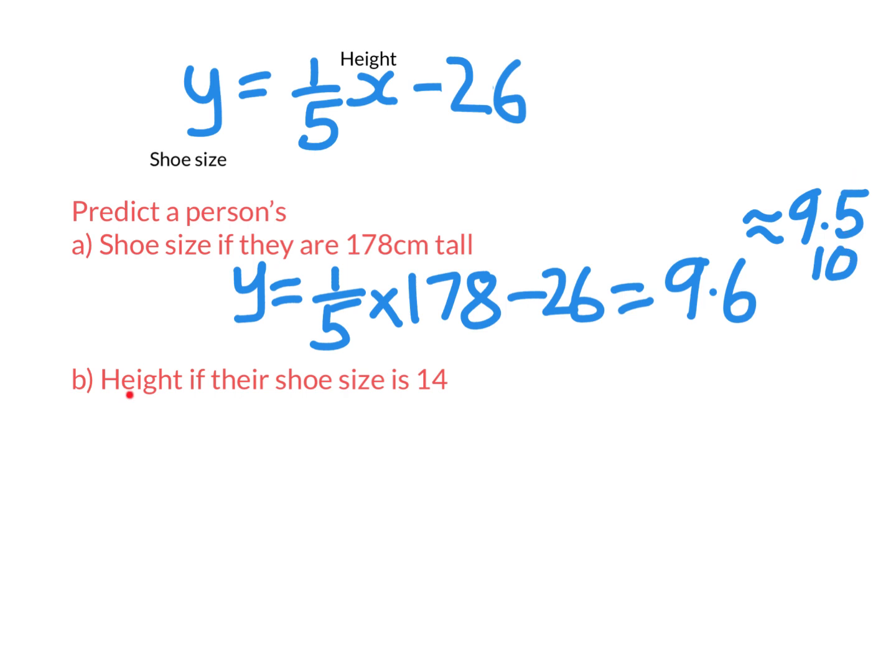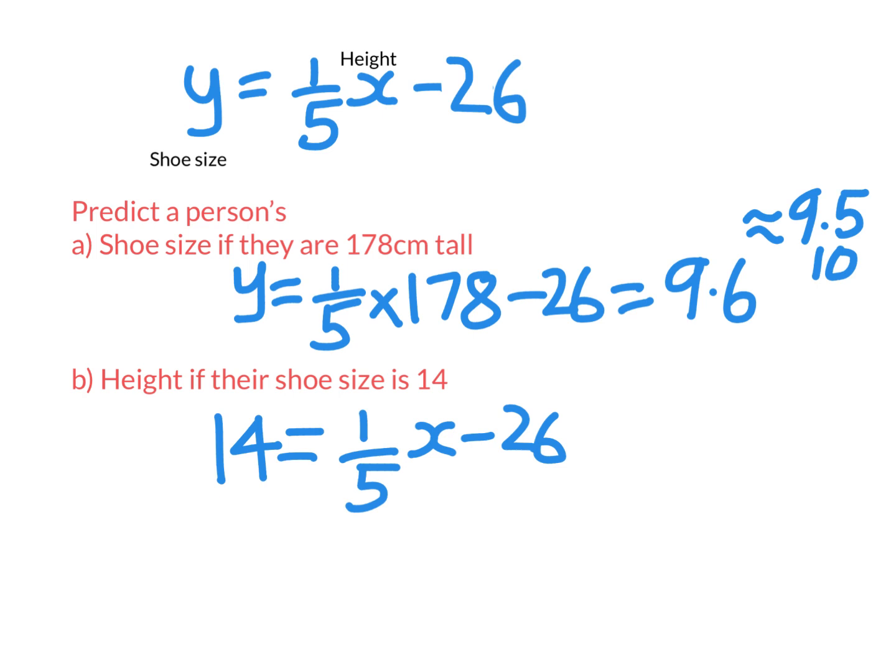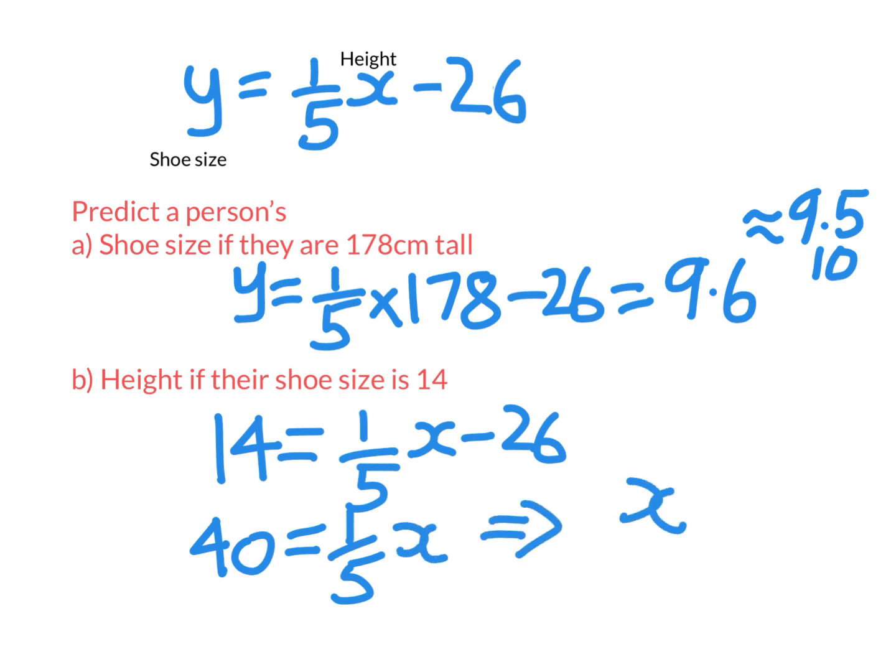All right, let's now predict a person's height if their shoe size is 14. So we're taking our same equation again, but this time we're substituting y, shoe size, for 14. So 14 equals 1 over 5 x minus 26. So we add 26 to both sides, and then we undo timesing by a fifth by dividing by a fifth. We get x equals 200. So we expect from our data that if someone has a shoe size of 14, they will be about 200 centimeters tall.